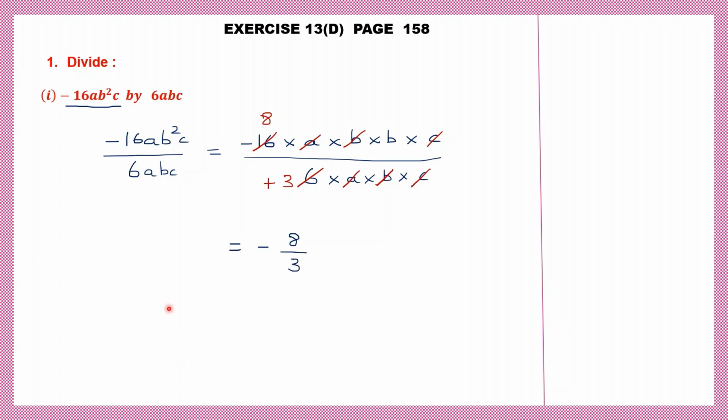Now let's look and see what is left. In my numerator, all these are cancelled. I have only b left. And in my denominator, I don't have anything else left. So what is my final answer? Minus 8 by 3b. So this is my final answer. Minus 8 by 3b.